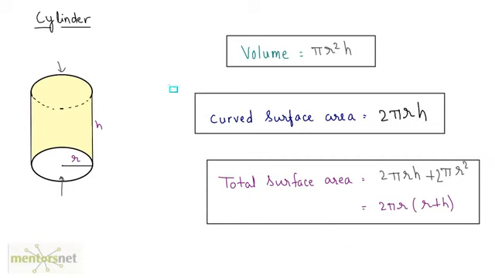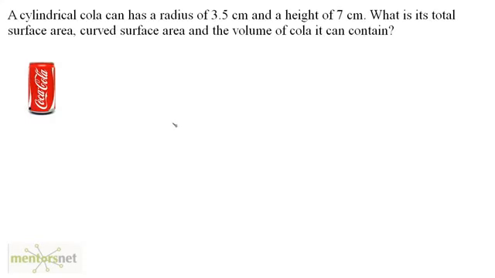So keep these formulas in mind. Let's solve a problem now. A cylindrical cola can has a radius of 3.5 centimeters and a height of 7 centimeters. What is the total surface area, curved surface area, and the volume of cola it can contain? So basically we have been given the radius, that's r, that's 3.5 centimeters, and we've been given the height, right, and that's 7 centimeters. We know the formulas. Put these values in the formulas and get the answers.